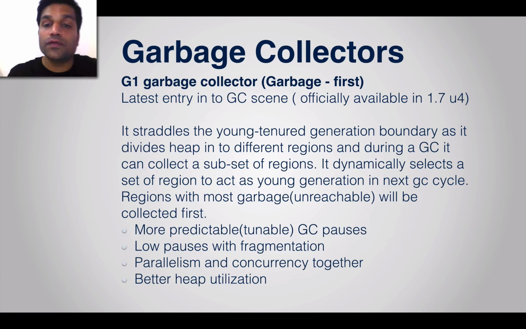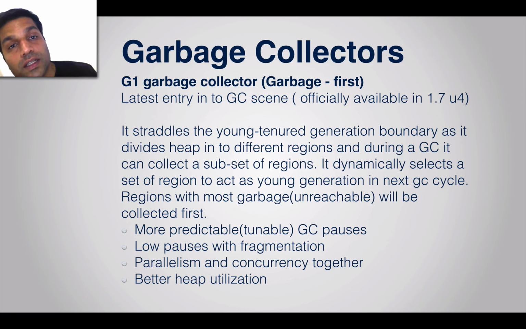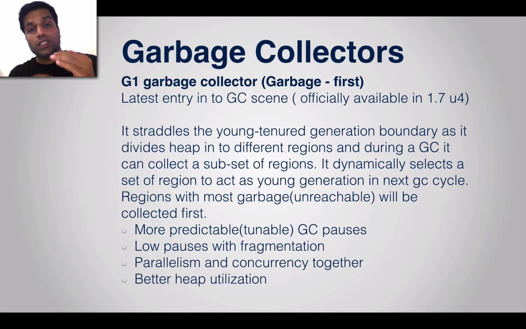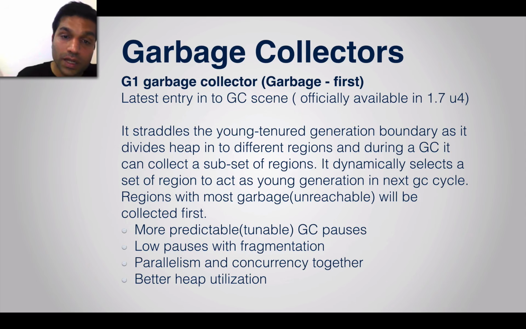As of modern Java implementations, 7 onwards, 1.7 update 4, the G1 garbage collector was implemented. G1 means garbage first. The need for implementing the G1 garbage collector was basically to make the GC process more predictable. You could mention on the command line how much time you would like the GC to pause your VM, and it gives a low amount of fragmentation or pauses. It mixes both the goodness of parallelism as well as concurrent collection, and it results in better heap utilization.